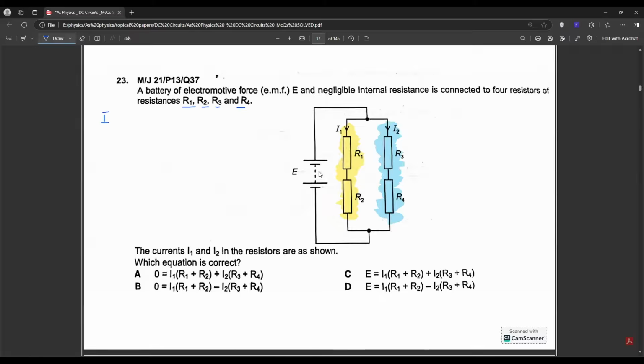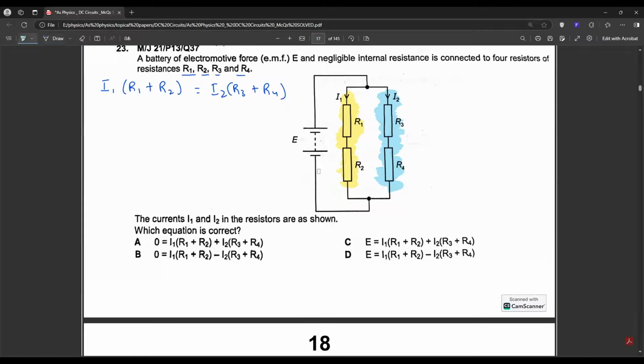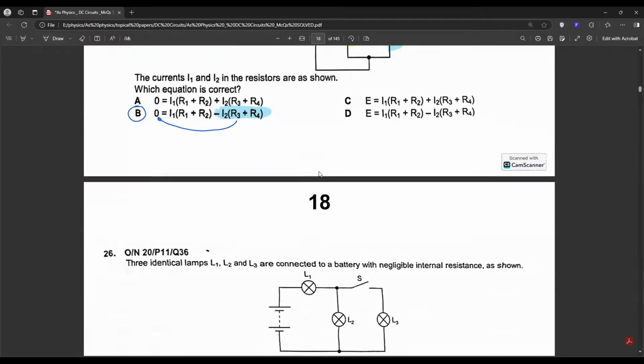Okay, what will be the total voltage across the yellow highlighted branch? Current I1 into resistance R1 plus R2. What will be the voltage across the blue highlighted branch? I2 into R3 plus R4. Is there any option like that? There is no direct option like that. But if you examine option B, and if you take this value towards the left hand side, you exactly have the same equation. B is your answer. Let's further move ahead.